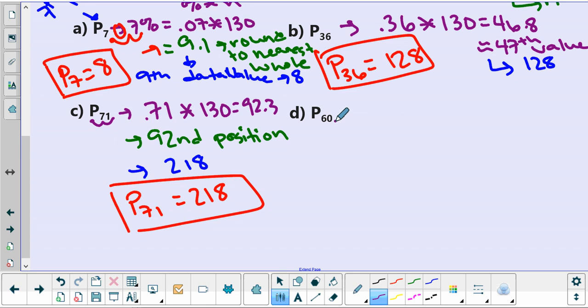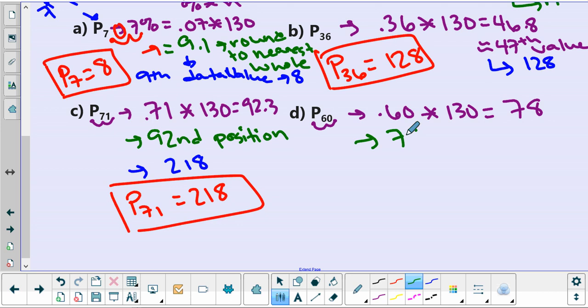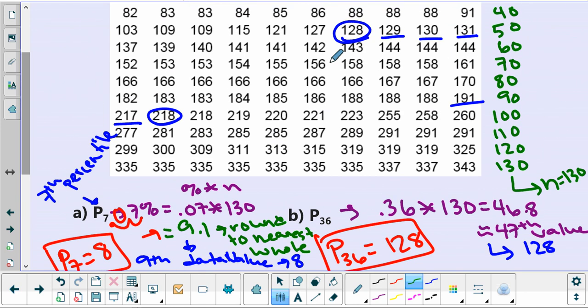So again, P60. People get tripped up when there's a 0 at the end. You have to move it 2 places. That's 0.60. So 0.60 times 130. In my calculator, 0.6 times 130 is 78. This one I get a whole number, so that's good. So I know I want the 78th position in the table. Whatever the 78th position in the table is, that's my 60th percentile. Here's number 80. So that means that this is 79, this is 78.